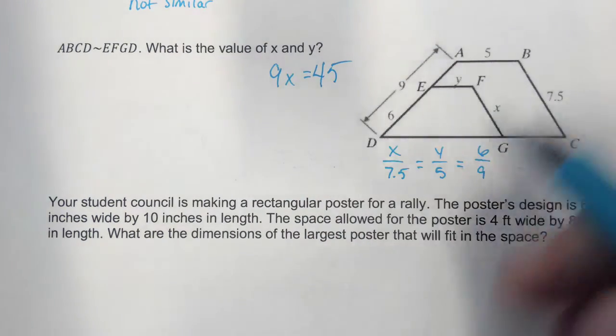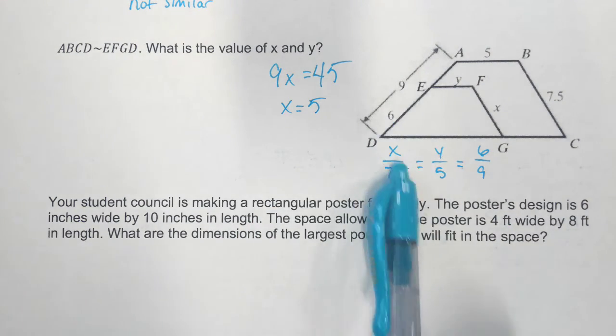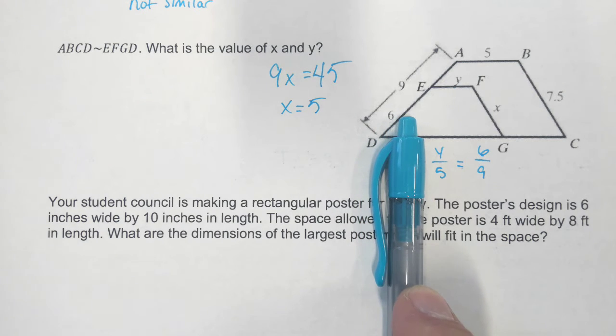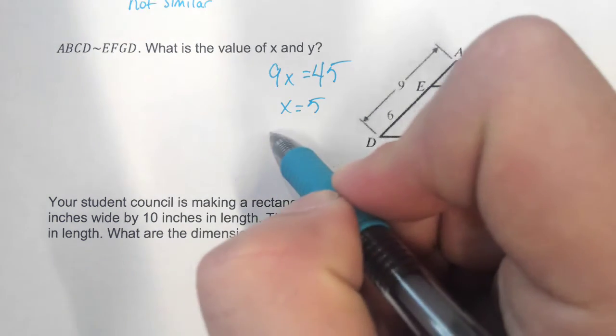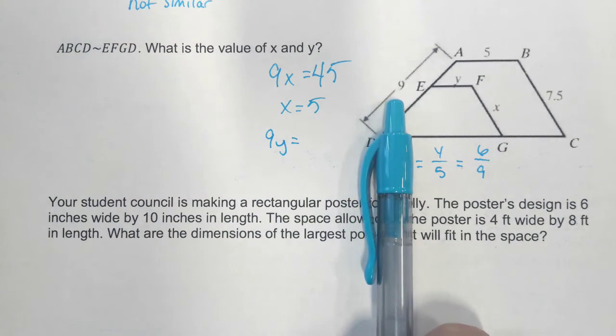So if 9x equals 45, x, of course, is 5. And then to find the y, we could either plug in 5 for x, or we can just cover it up and use the one that has the two numbers in, and imagine cross-multiplying that. 9y equals 30.